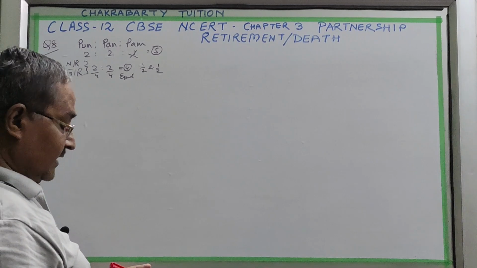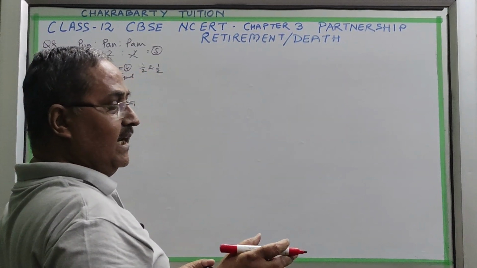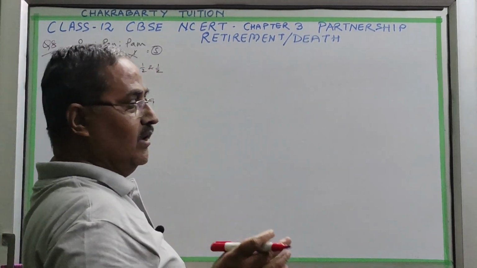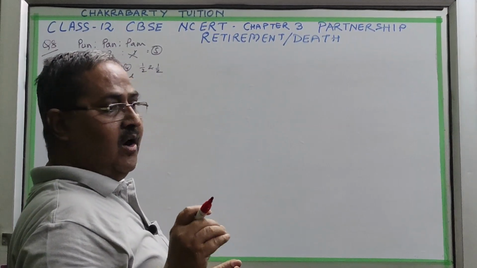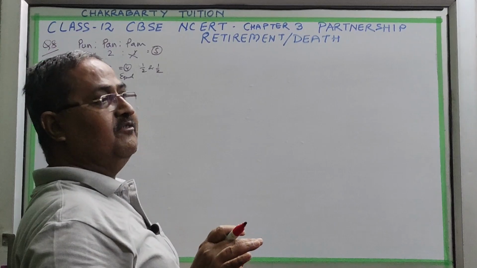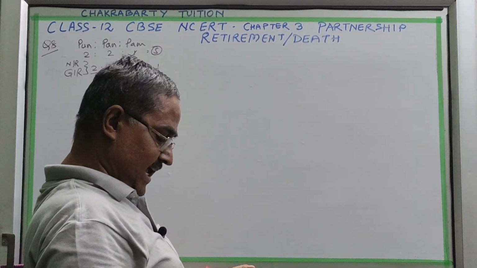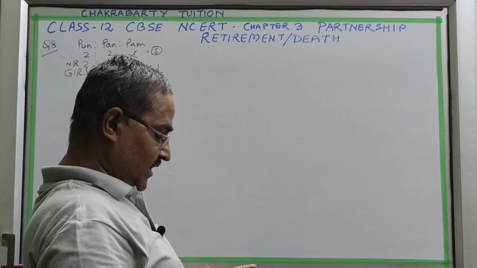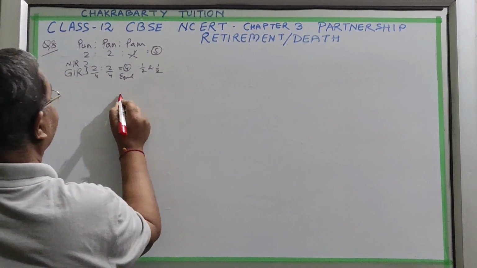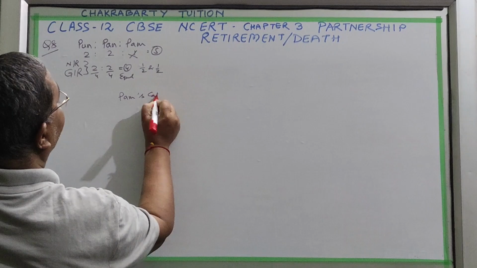If any partner is dead, the balance cannot be paid to him, it is paid to his legal executor. Executor means the person who will be taking all the assets of that person and paying all the liabilities of that person, and the final amount is given to their legal heirs appointed by the court. So here you have to prepare the executor's account. First we will prepare Pammi's capital account.